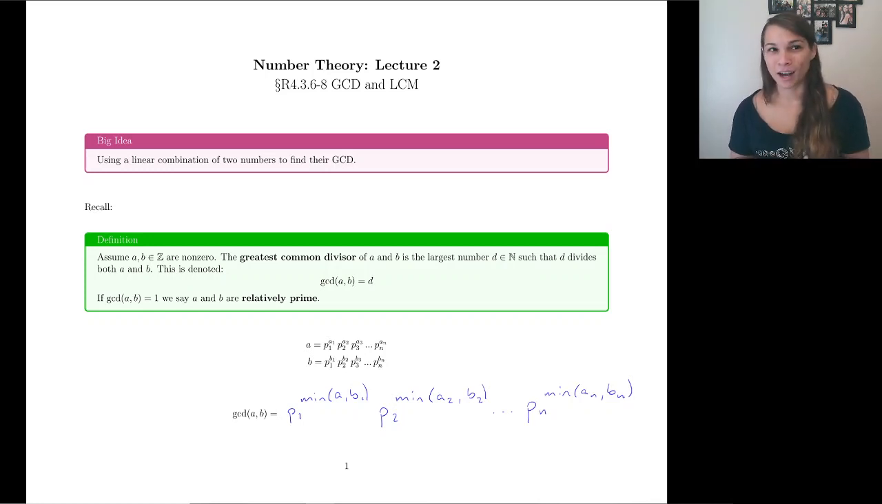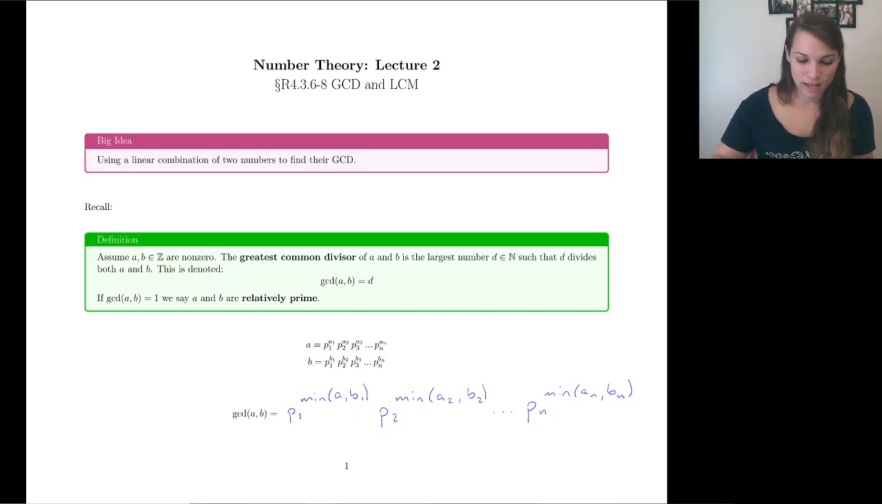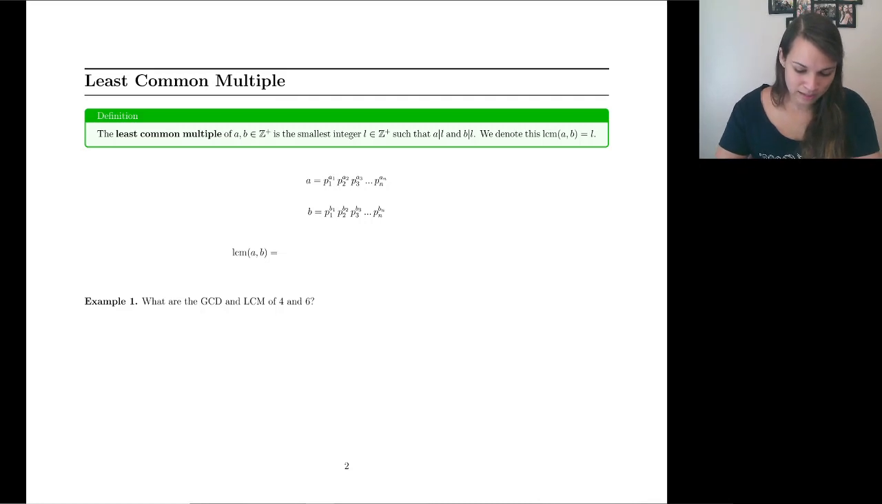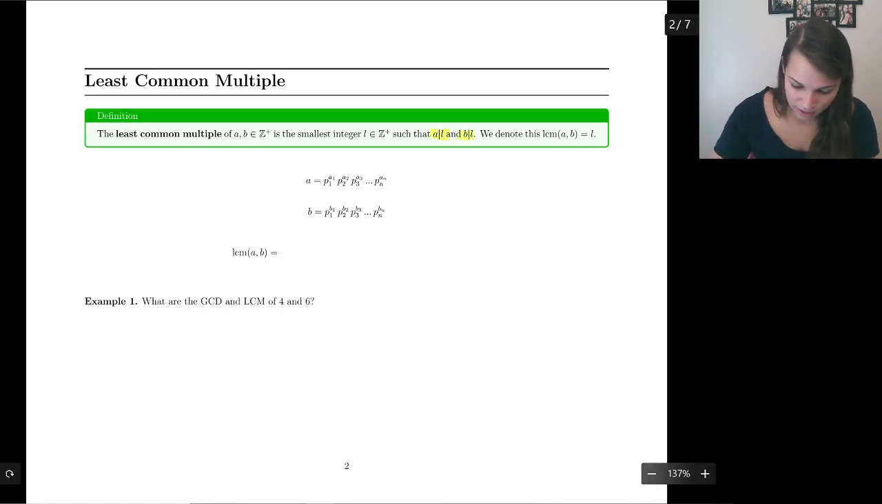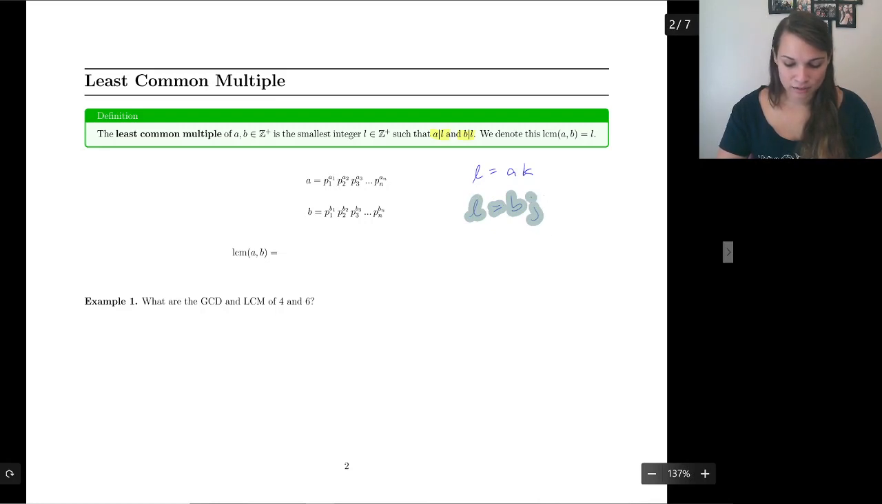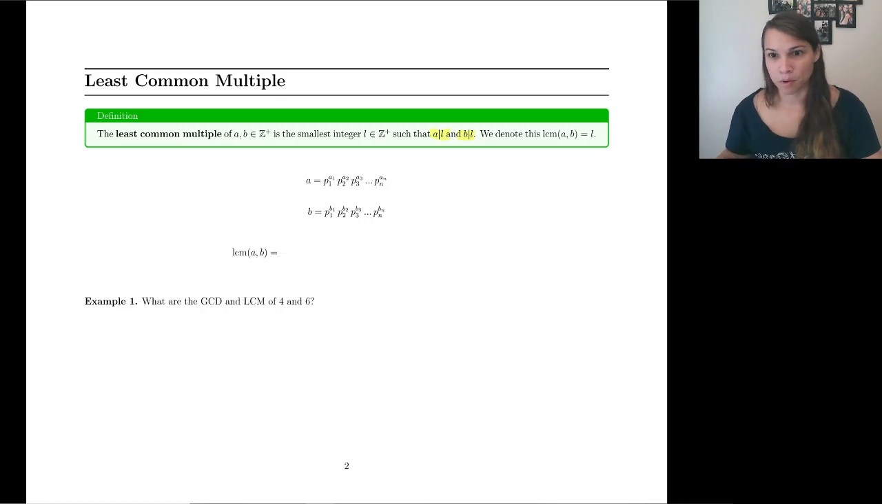What would happen if we did the opposite? What if we picked the maximums? That leads us to a concept called least common multiple. It is the smallest integer L so that A is going to divide L and B is going to divide L. So it's the smallest thing so that you can write L equals A times K and L also equals B times J. So kind of the exact opposite idea. We had something that divided both A and B, and now we have something that A and B both divide.